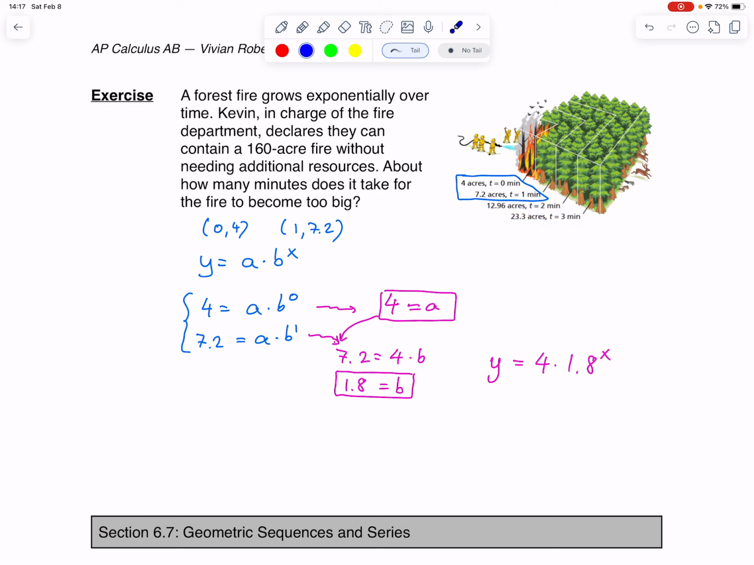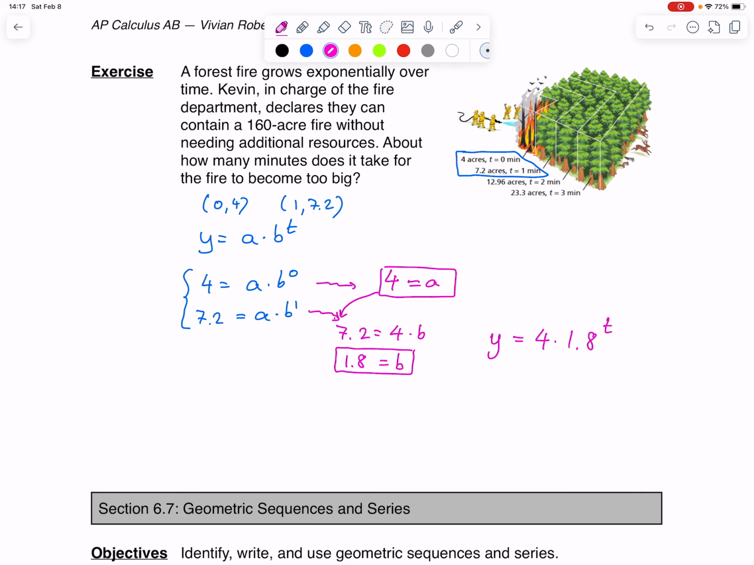Now I'm going to just change something because I noticed that we are given times with the letter t, so I think it's better if I also use a t. So I'm changing this to t here and here. Y equals 4 times 1.8 to the power of t. So that's not it. We now need to answer the question, at what point would this fire be too big for the fire department to handle it? And it will become too big when y is 160.